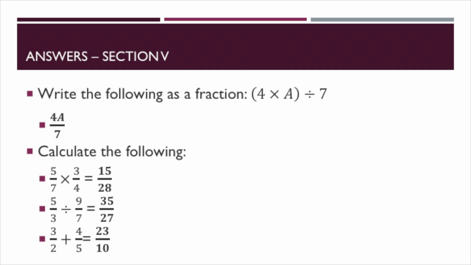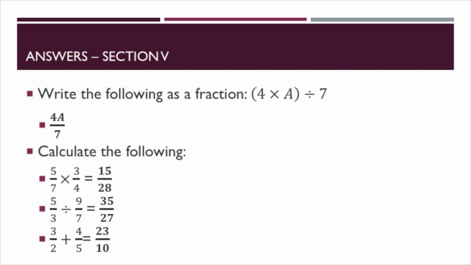Now we're going to do some calculations with fractions. 5/7 times 3/4, you simply multiply 5 times 3, and 7 times 4, you get 15 over 28. 5 over 3 divided by 9 over 7. Well, remember with division, you invert the second one. So it's 5 times 7, 35 over 3 times 9, which is 27. So it's 35 over 27.